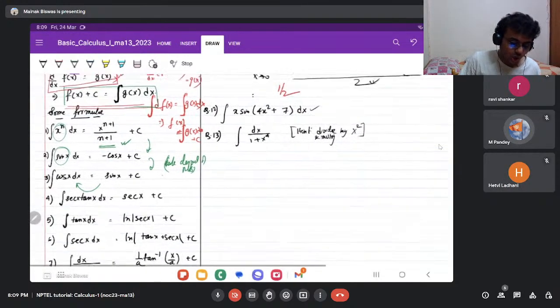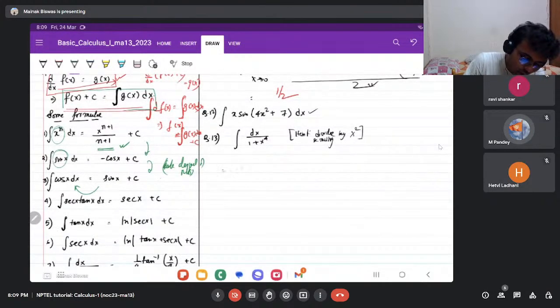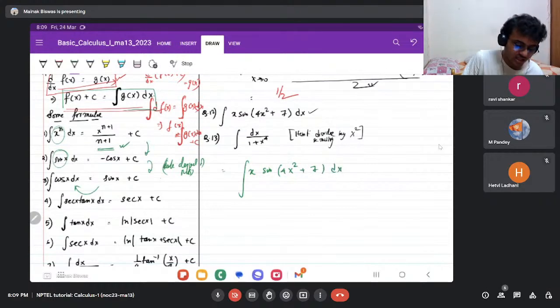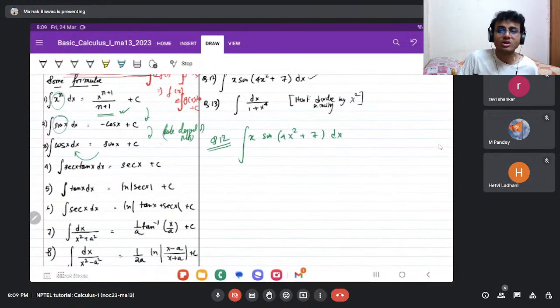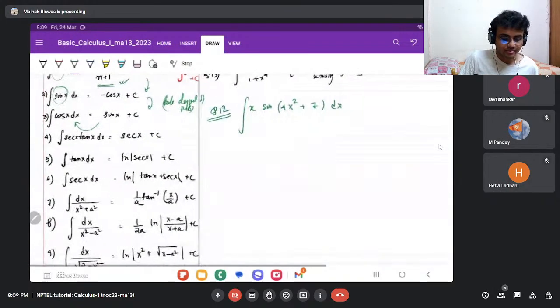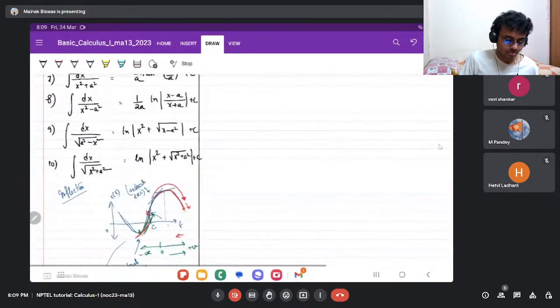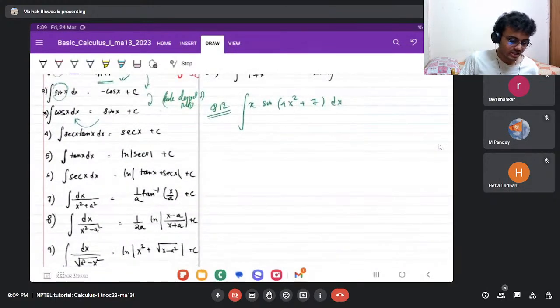But let's solve a question and see how to do integration in general. So x sine of 4x square plus 7 dx. So it is not in the table, right? The table I have given you, it's not there. Agreed? Do you see? Is it there in the table?